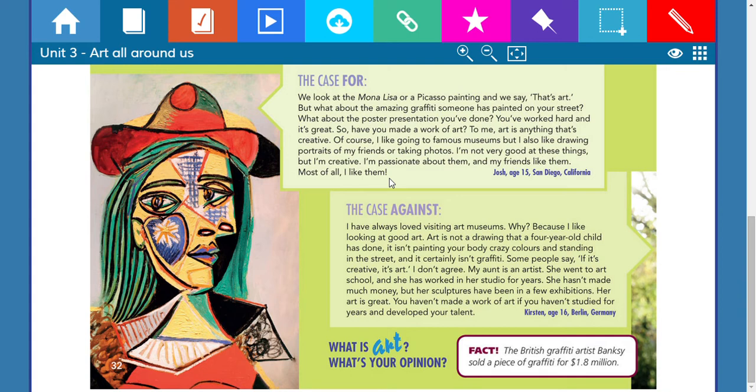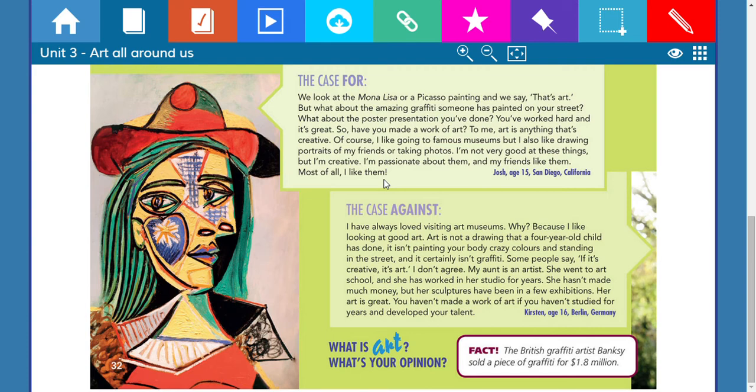No, in the case against, let's see. I have always loved visiting art museums. Why? Because I like looking at good art. So listen, good art. Art is not a drawing that a 4-year-old child has done. No, so in this case, she's telling like, be careful because art is more important than what you do. For example, no, it isn't painting your body crazy colors and standing in the street, and it certainly isn't graffiti.